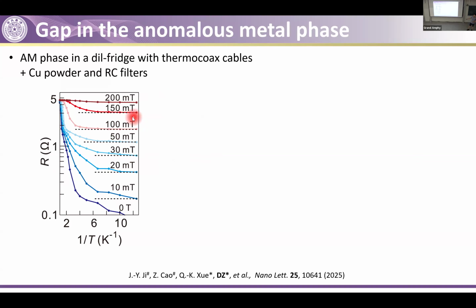Our dilution fridge is equipped with thermocoax cables, meaning that with the magnesium oxide and dielectric going from room temperature down to the mixing chamber, together with a copper powder filter and RC filter. So we have all the filters. The electron temperature for this system we calibrated by measuring gallium arsenide, which can go down to 80 milli-kelvin. So this is plotting everything down to around 100 milli-kelvin.